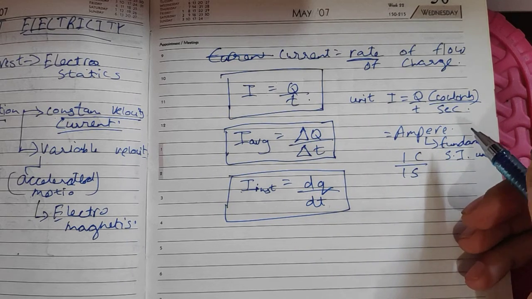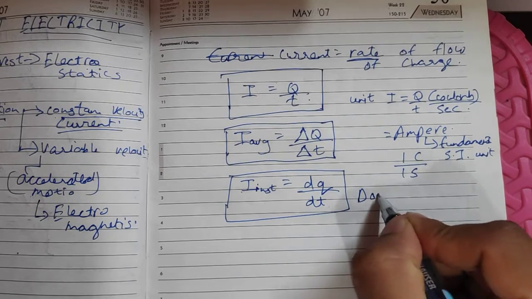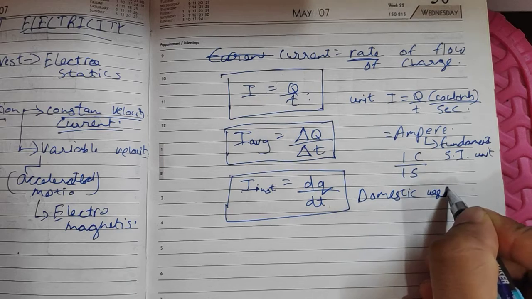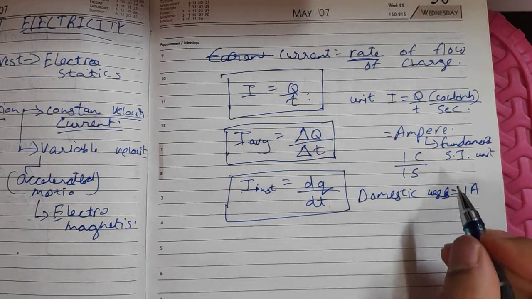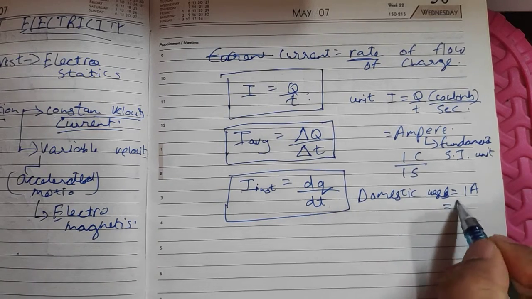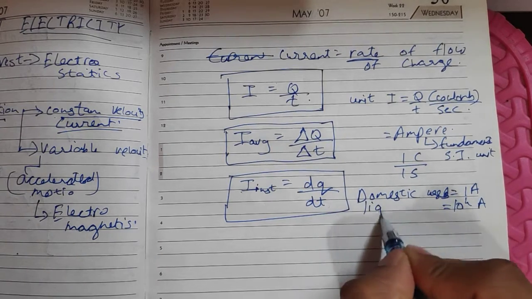Now if you talk about the ampere in your daily life, domestic appliances use around 1 ampere current. When there is lightning in the sky, at that time it is about 10 raised to 4 ampere. I'll write lightning.